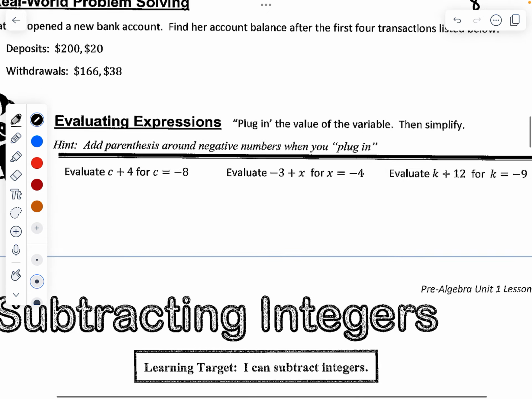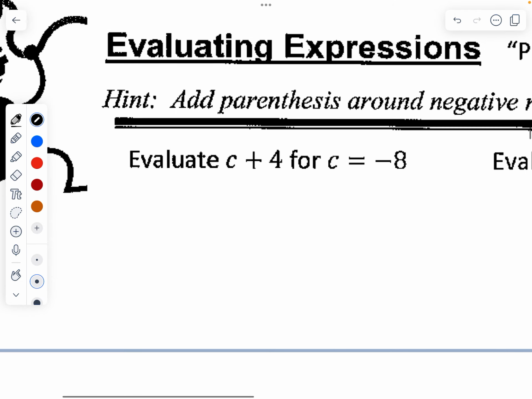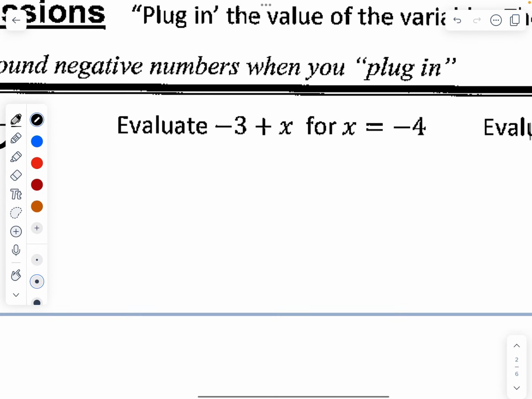This last part that we're going to do here is the evaluating expressions. So you need to plug in the value. So it says C plus 4 for C is -8. So we're going to take that -8 and just get rid of the C. So really it's -8 plus 4. These have different signs now, so I need to subtract them and keep the sign of the higher number. That will be a -4.